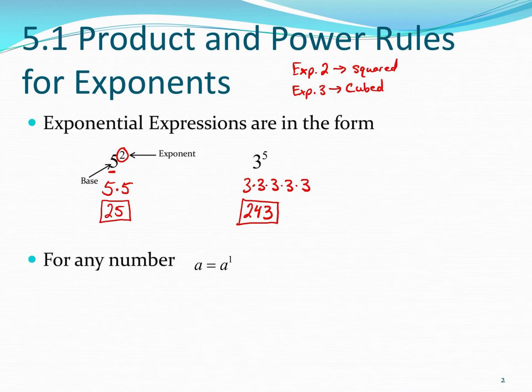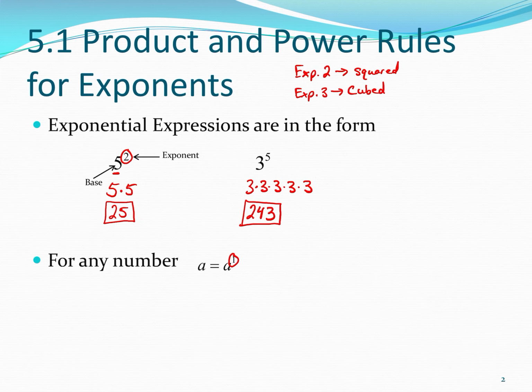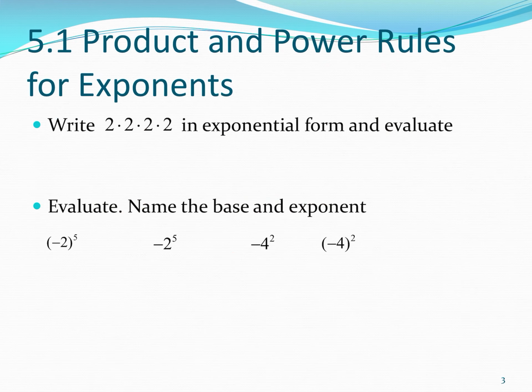Now, if we have a number or a letter that does not have an exponent, it is always an exponent of an understood 1. Okay, so you can see that here. So for any number, any letter, if it doesn't have an exponent, it's always an understood 1. Obviously, if it does have an exponent, then we'll talk about how to work with that.